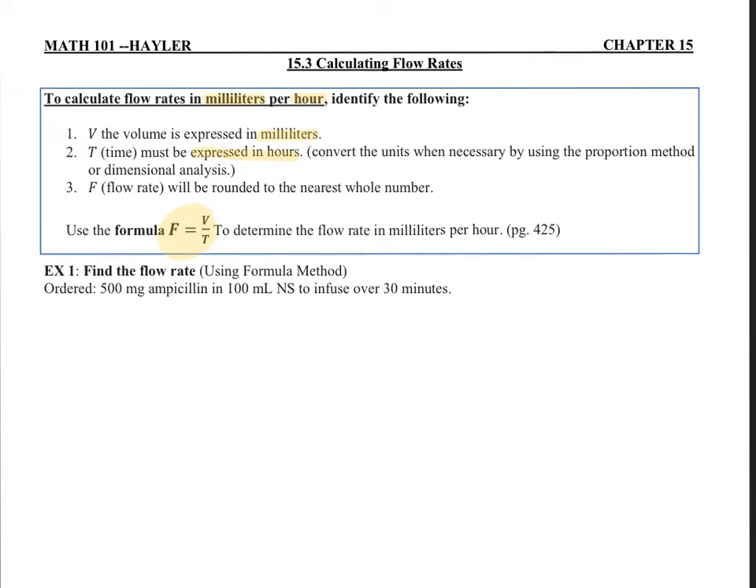And when I'm reading this, first thing that I do notice is that my time, T, is in minutes. This is not the correct unit, so I know I'm going to have to change that to hours. And then the volume that we have is 100, which is indeed in the correct units, milliliters. So we do not need to convert that. So we have V is 100 milliliters, which is great. Now we need to find out what T is.